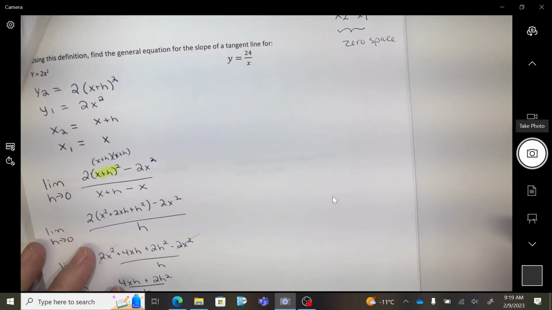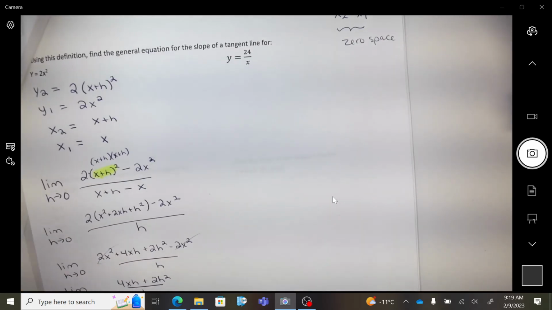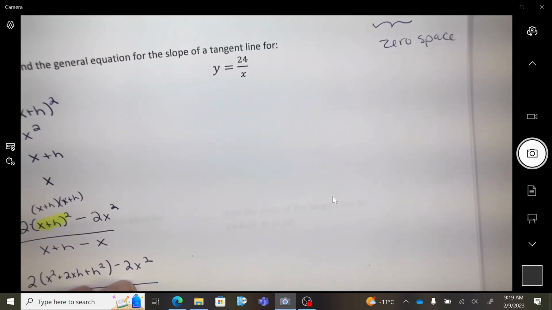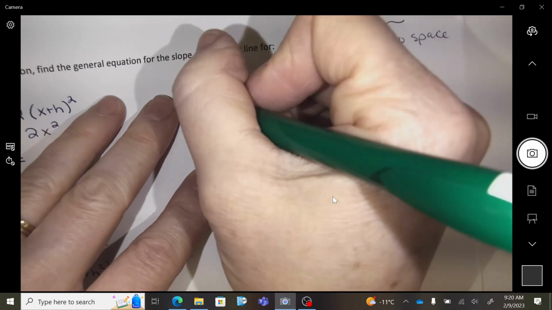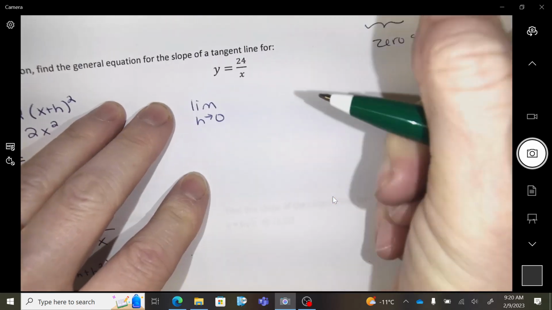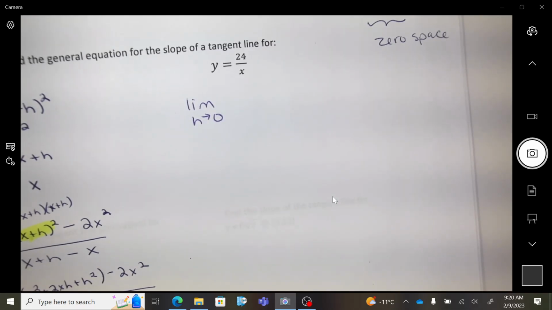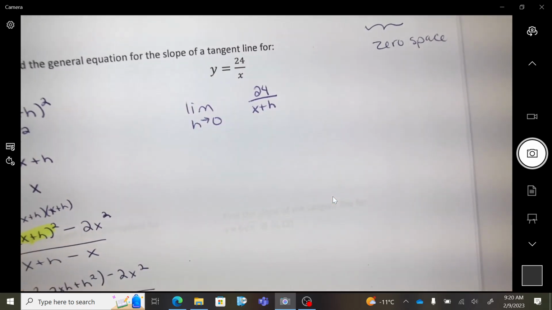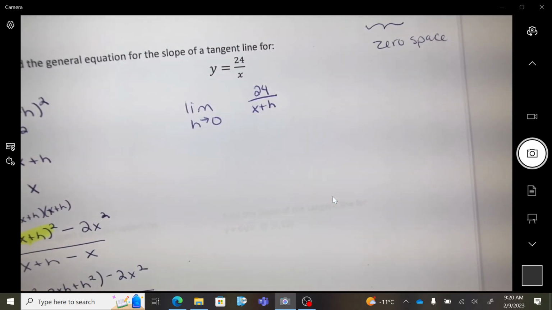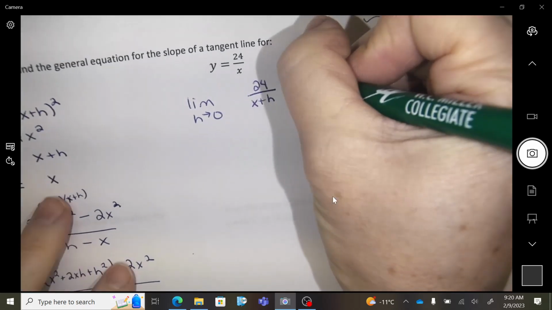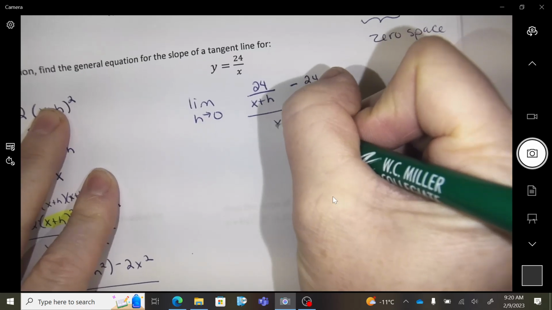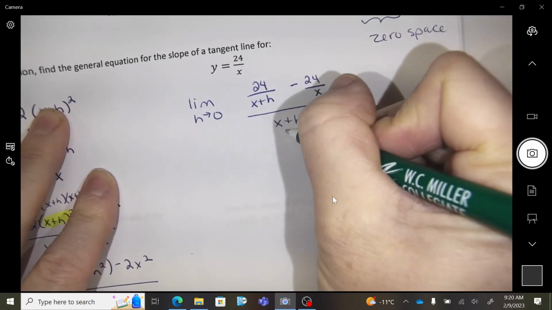Okay, so this is the other type you're going to get, which is a fraction. Okay, so the limit when h approaches 0, y2, so 24 over x plus h, right? The function, make sure you, instead of putting x, you put x plus h there, minus the original, all over x2 minus x1.